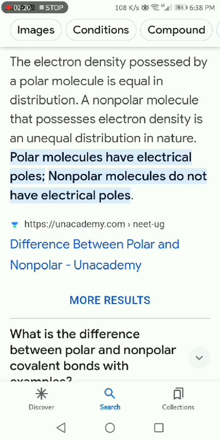The electron density possessed by a polar molecule is unequal in distribution. A non-polar molecule possesses electron density that is equal in distribution. Polar molecules have electrical poles. Non-polar molecules do not have electrical poles.